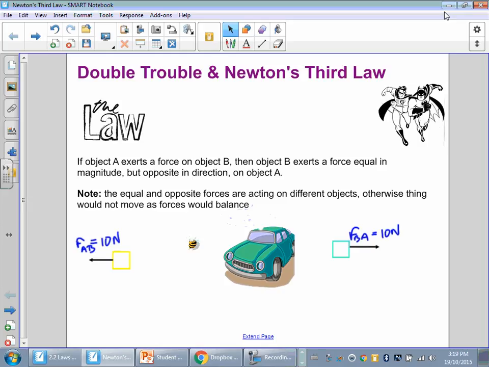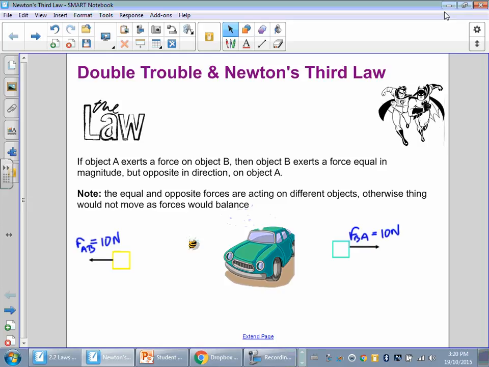Newton's third law has, I suppose, a degree of more real world about it because it talks about forces in pairs. So push-pull happening on forces in pairs. And you may have heard of "for every action, there's an equal and opposite reaction." That can be a little bit confusing sometimes. So we're going to reword that as: if object A exerts a force on object B, then object B exerts a force equal in magnitude but opposite in direction to object A.